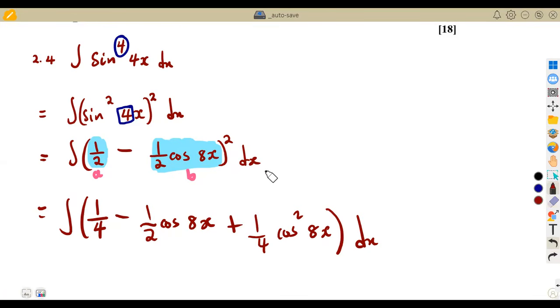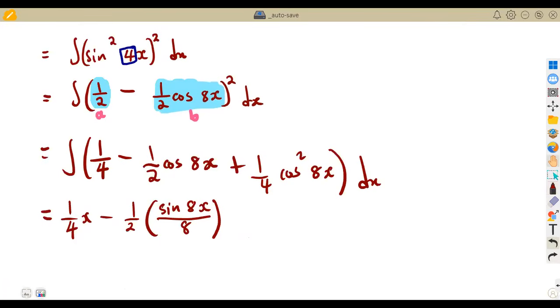All right. Now let's integrate, because this can be integrated. The integral of 1 over 4 with respect to x is going to be 1 over 4x. So this is going to be 1 over 4x minus 1 over 2 the integral of cos 8x. Remember, if you integrate a cos, it changes to a sine. So this is going to be sine 8x over 8 plus, here we are supposed to have the integral of cos squared 8x.